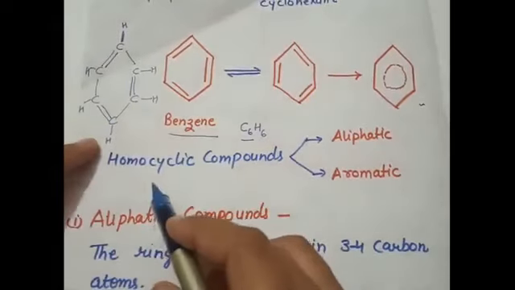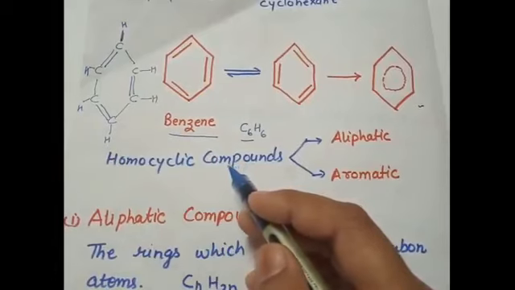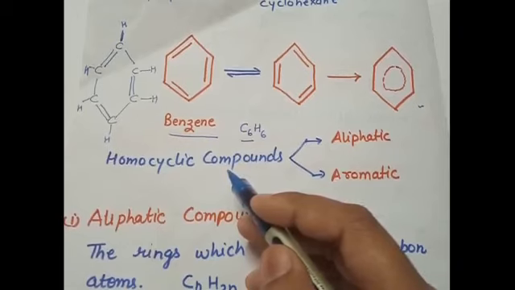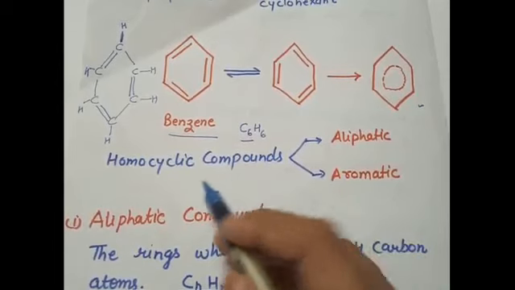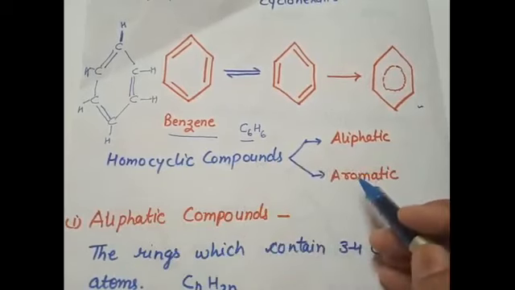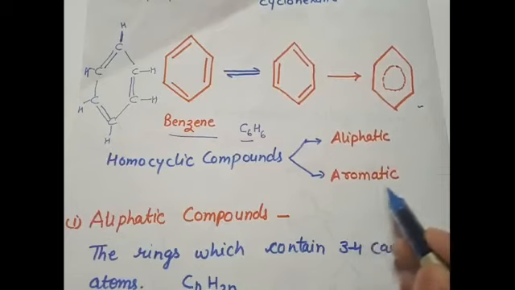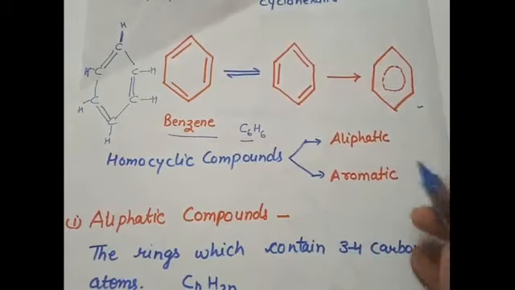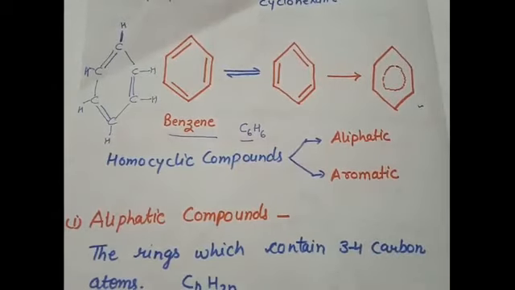Now, as you know, we have done homocyclic compounds, we have done so many examples of propane, butane, cyclopropane, cyclobutane, cyclopentane, cyclohexane and benzene, which is a special organic compound. So homocyclic compounds can be further divided into 2 categories. One is aliphatic homocyclic compounds and second is aromatic homocyclic compounds. These classifications are on the basis of their properties. Now let us see what are aliphatic compounds and what are aromatic compounds.